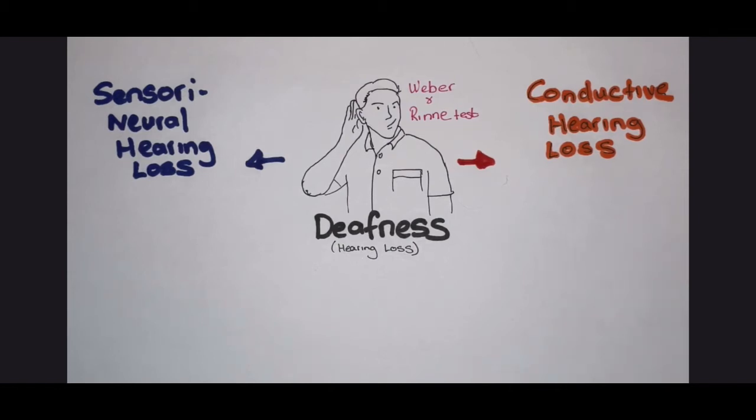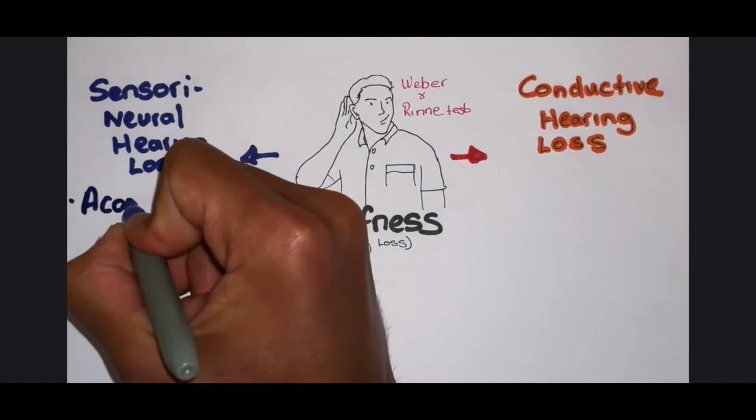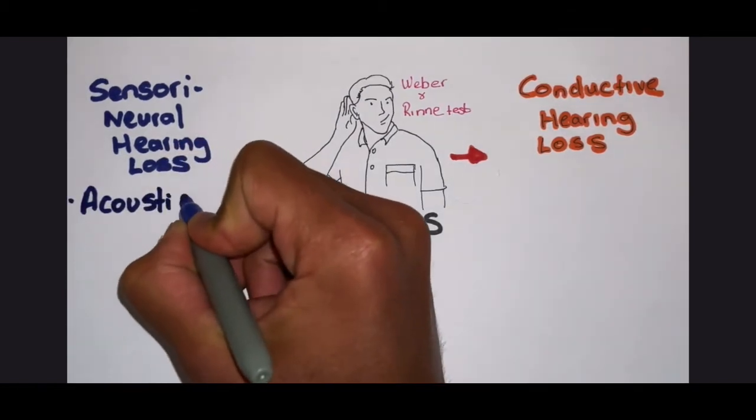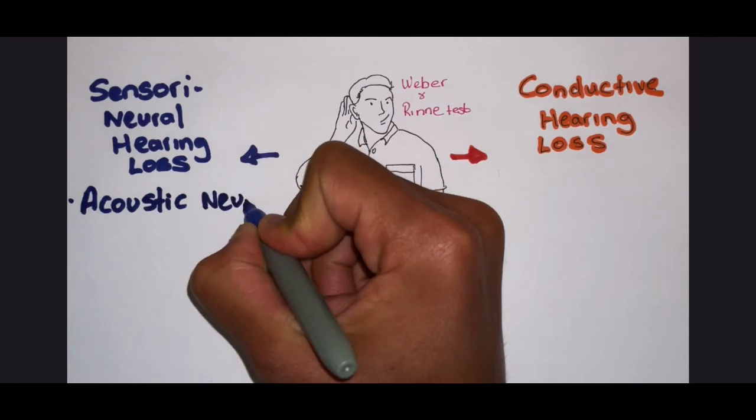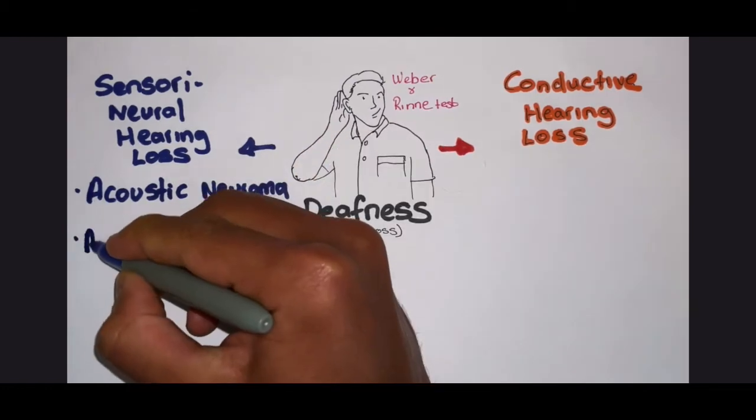Once you find out if it's sensory-neural hearing loss or conductive hearing loss, you can find the causes. For sensory-neural hearing loss, the causes are acoustic neuroma, which is where there is a tumor compressing the vestibular cochlear nerve in the internal acoustic meatus.